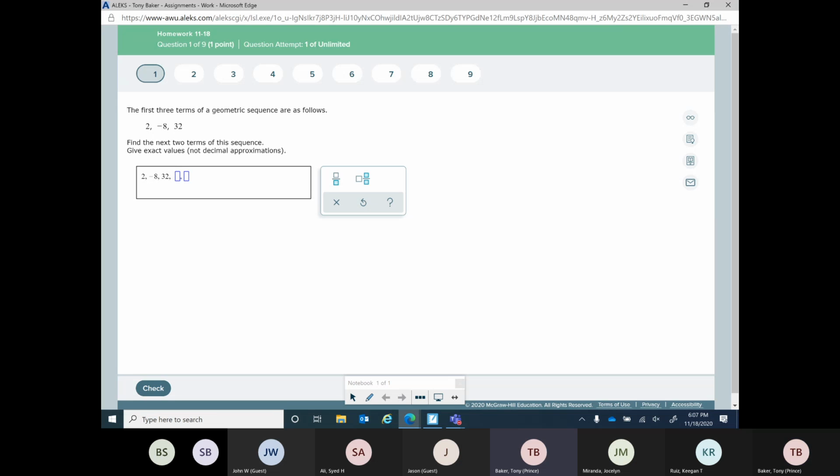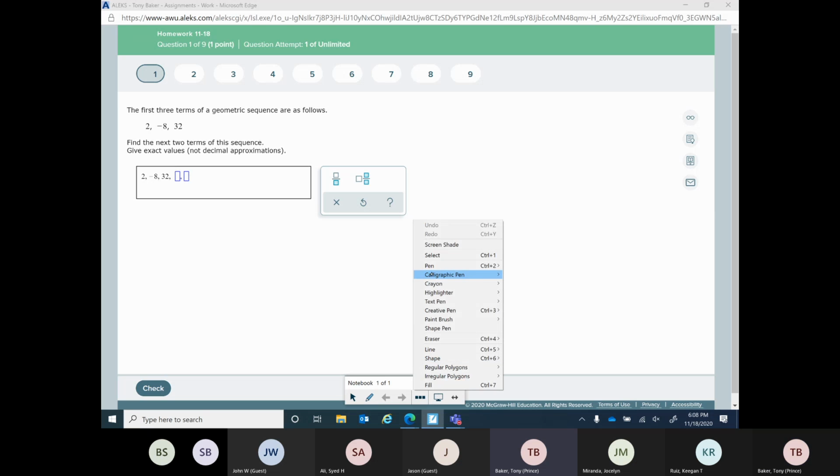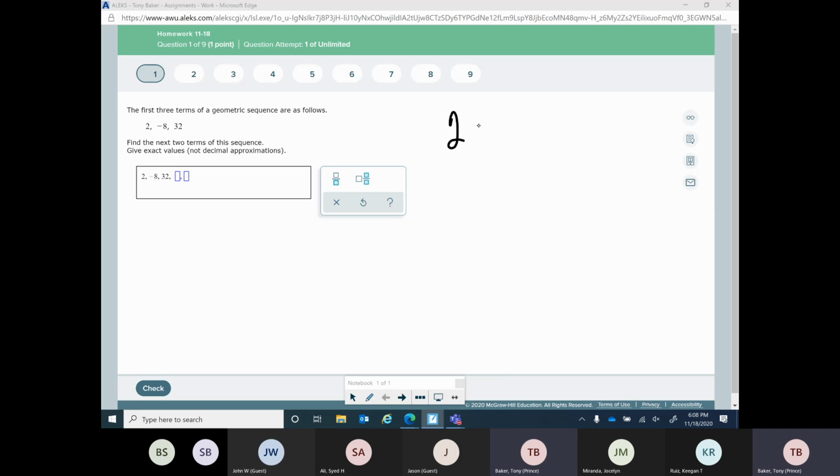So the first three terms of a geometric series are 2, -8, and 32. Now, unlike in the arithmetic sequence when we're looking for an addition between each one, this one we're looking at what we're going to multiply each one by. So in this case, 2 to -8, I'm multiplying by -4. So let's see if I go -8 to 32, multiplied by -4 also works. So I'm multiplying by -4.